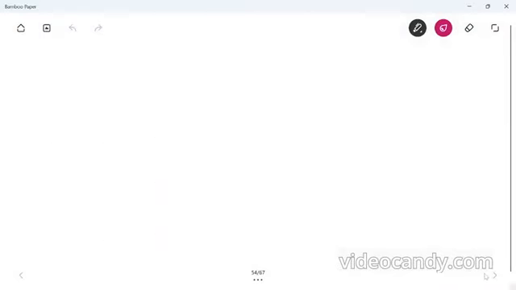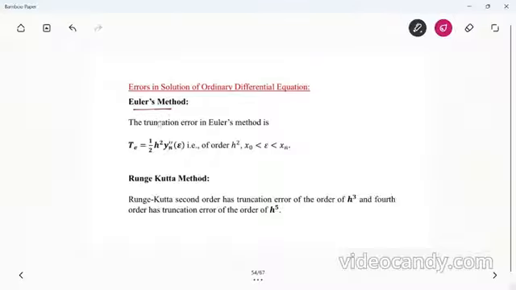And here there is one problem: errors in solution of ordinary differential equation. So error in Euler's method. The truncation error in Euler's method, we have to remember it, is of order h square, and this belongs to x0 less than epsilon less than xn. That means between the first value and the last value of x. And Runge-Kutta method has truncation error of order h cube for second order, and for fourth order the truncation error is h to the power 5.